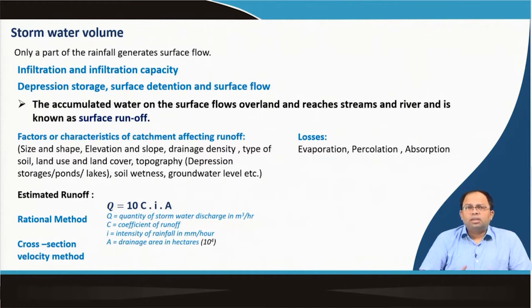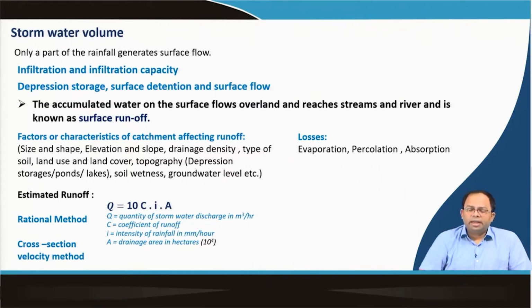Type of soil may influence percolation, for certain soils more infiltration is there. Land use and land cover, imperviousness, that could be determined by land use. Topography, the depression storages, the presence of ponds, lakes and certain undulations in the ground, could be shown through topography. Then the soil wetness, that means once rainfall happens, the soil becomes wet. If again rainfall happens, then the soil is already wet, so it may not have that much infiltration. So, more water becomes runoff. So soil wetness does have a role to play.